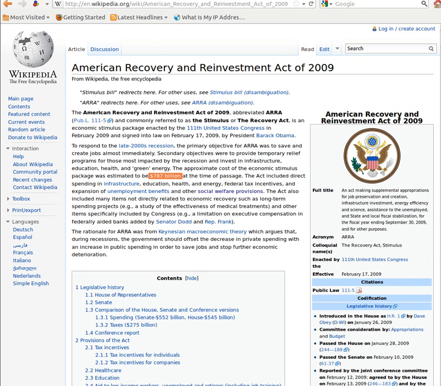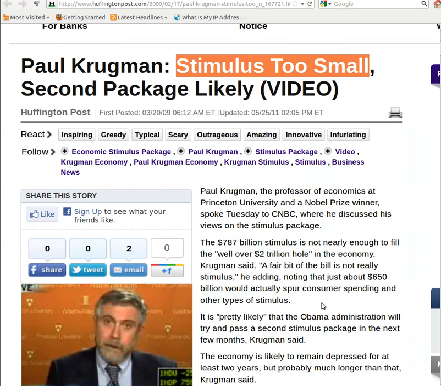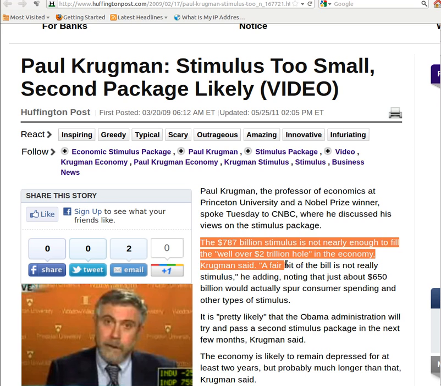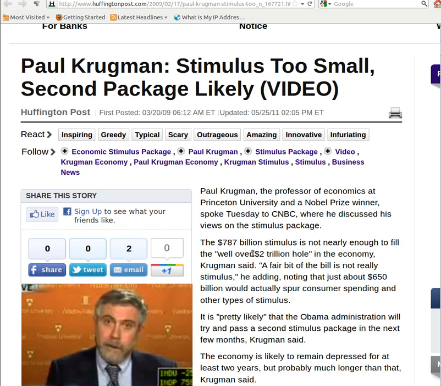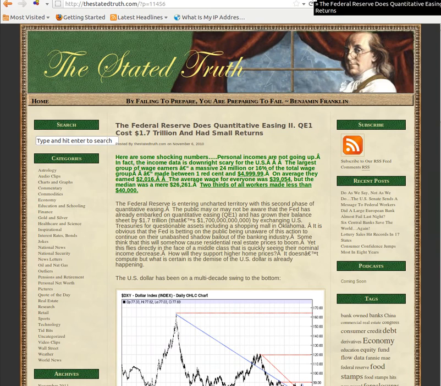But people like Paul Krugman at the time said that this stimulus was too small to fix the economy. Yeah, he said it was too small. He said the 787 billion stimulus was not nearly big enough to fill the well over $2 trillion hole in the economy. So he thought that the $2 trillion would have made the difference, not the 787 billion. Well, he got his wish, by the way.